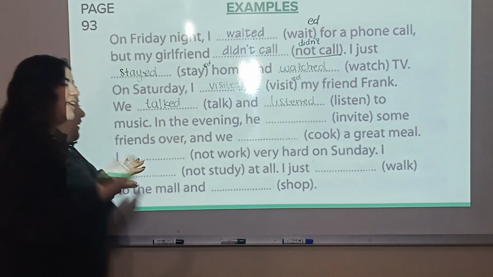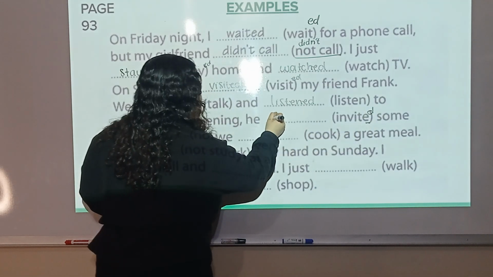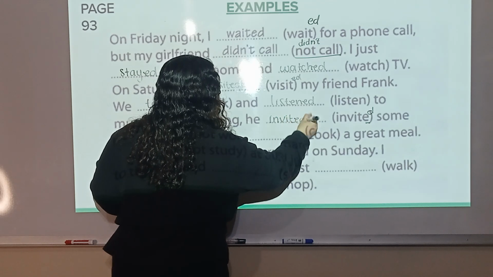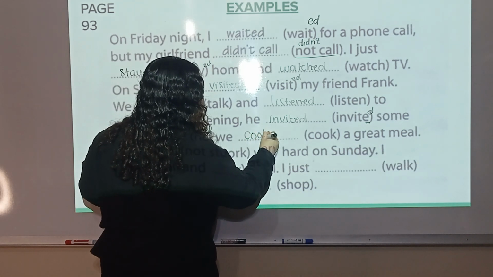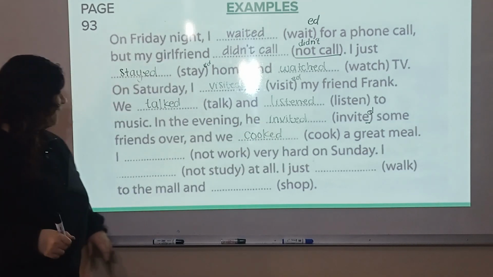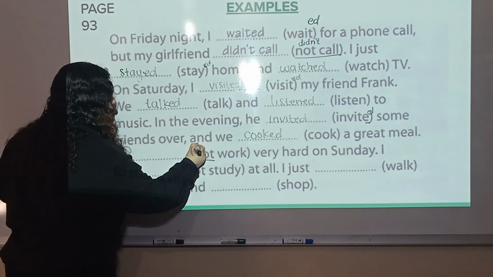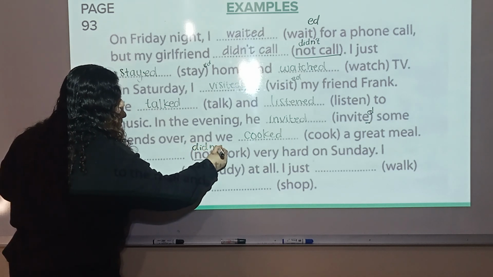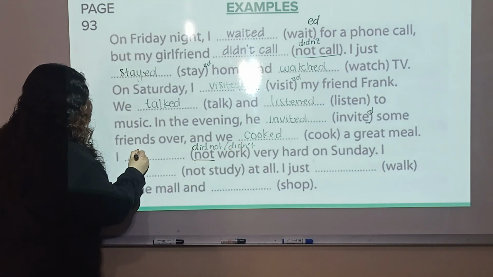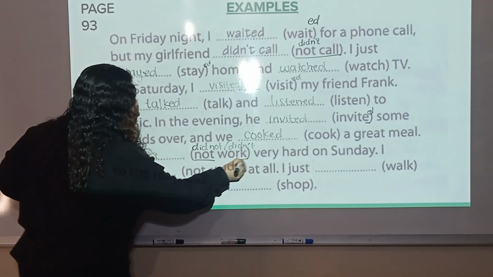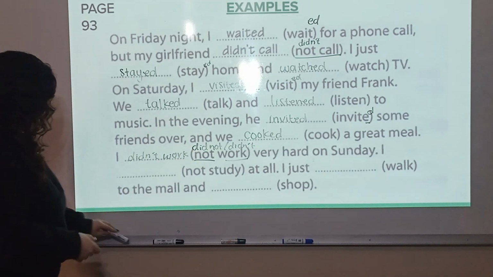In the evening, he, same situation, just be careful to add d instead of ed because we already have an e there. So he invited some friends over and we, again, ed. And we cooked a great meal. Now here we have a negative form of the verb, so we're going to go with did not or with didn't. So I didn't, and don't forget to add your verb, didn't work very hard on Sunday.